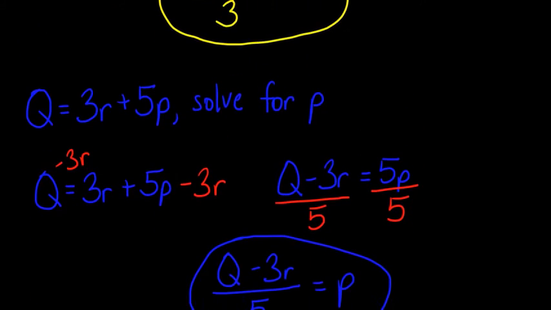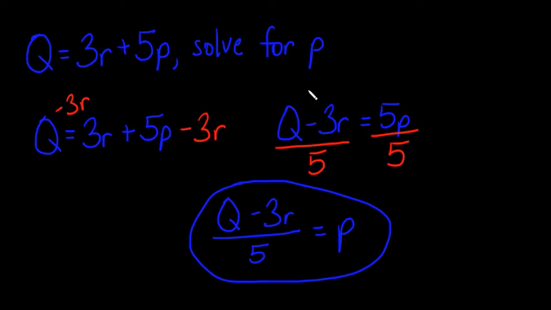All right, my next one I wrote in blue. It is q equals 3r plus 5p, and you're asked to solve for p. So I notice that 3r is added to the 5p, so I can take it away from both sides to get it on the other side of the equation. So now I have q minus 3r equals 5p. And I notice that there's a 5 multiplied with the p, so I can divide both sides by 5 to get p by itself. And so now my p is equal to q minus 3r divided by 5.